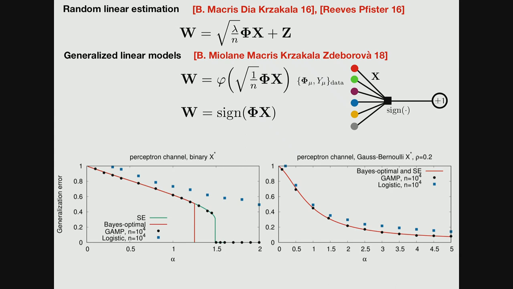And the task is now I give you this data and the associated output. I hide the weights that are there. And I ask you to recover these weights. Okay. So you've already seen this picture.